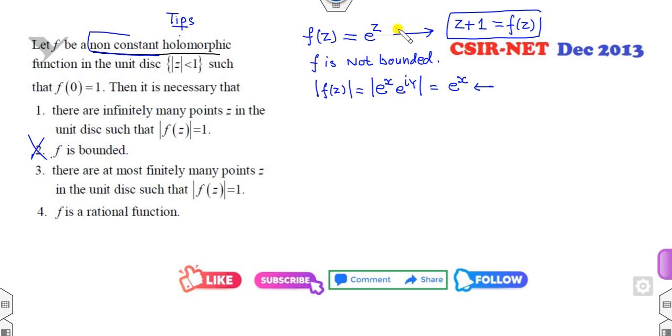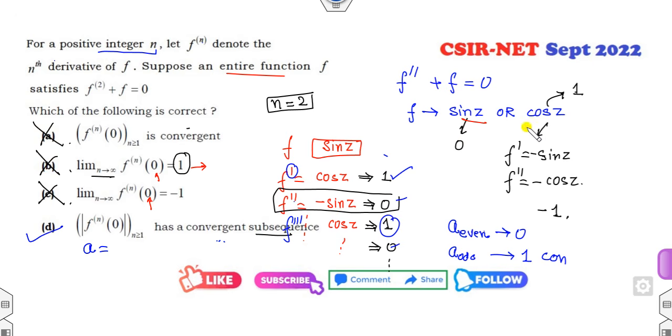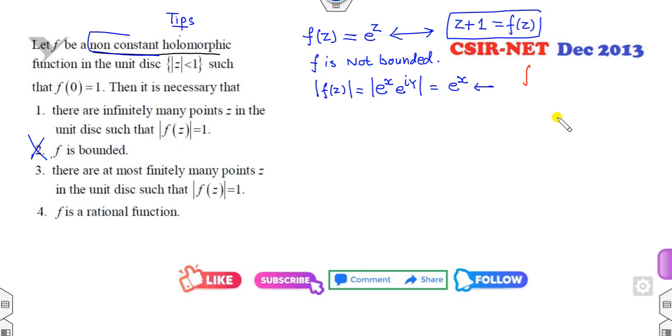Apart from this, you can also take any of the other examples, like sine and cosine. These are also non-constant entire functions. If I choose f of z as cos z, clearly these are not rational numbers. So this option is also cancelled, because cos of 0 is 1, satisfied. There are infinitely many points in the unit disk such that f of z is 1. There are at most finitely many points which satisfy f of z is 1.